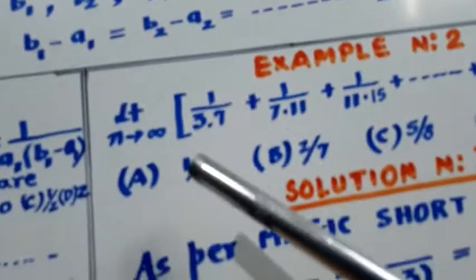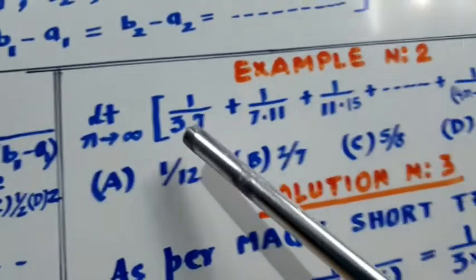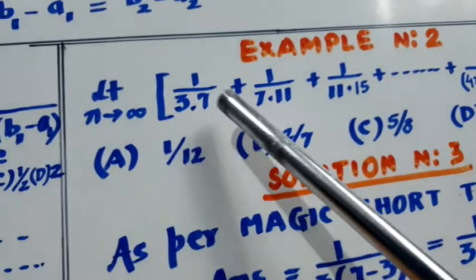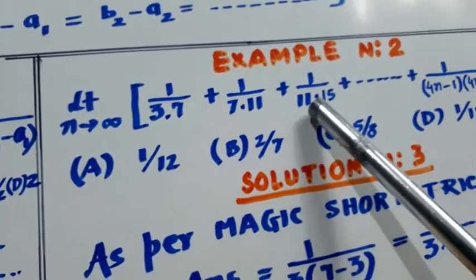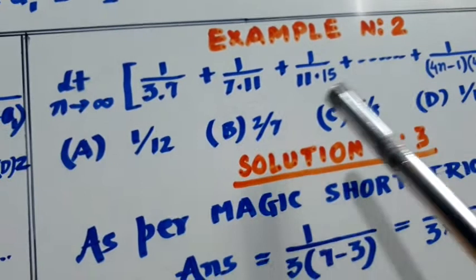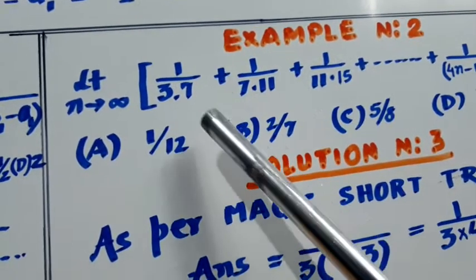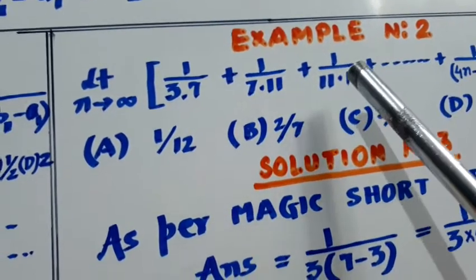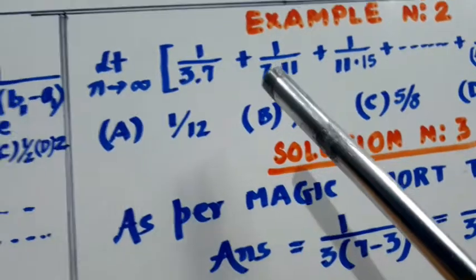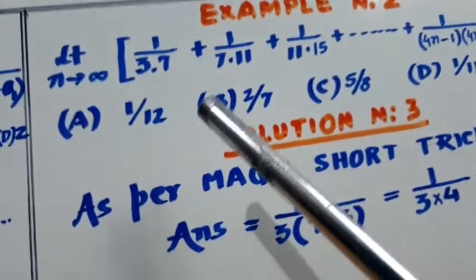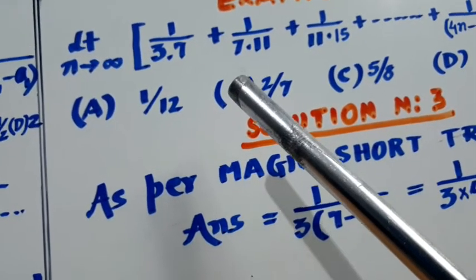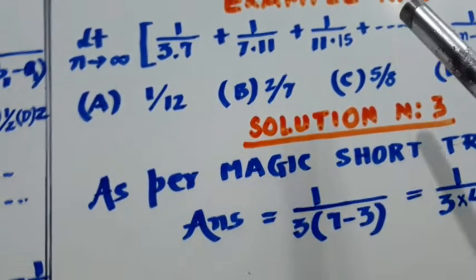Now look here, same way here. देखिए यहाँ पे सीरीज जो है 3, 7, 11 so on. They are in AP. Here also 7, 11, 15. They are in AP. Now the answer will be 1 over A1 into B1 minus B1 minus A1.